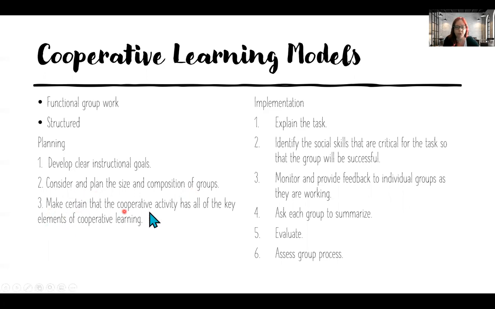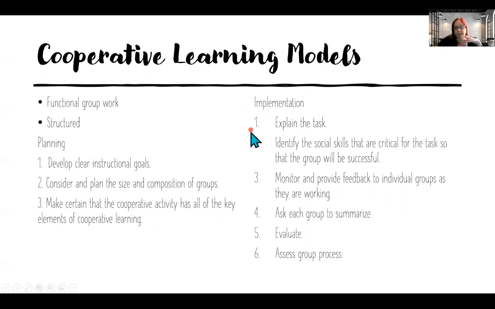And then you want to make sure that the cooperative learning activity has the elements of cooperative learning. And so is that activity having all students participate? Are they working on solving a problem or doing a task together? And is there a clear goal for them?